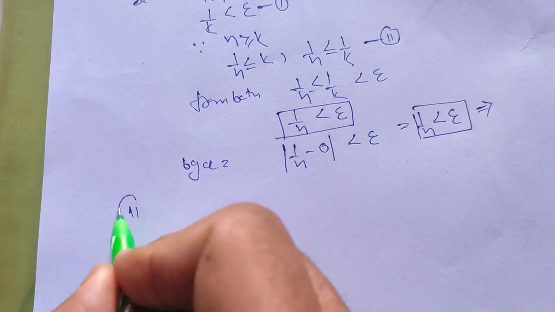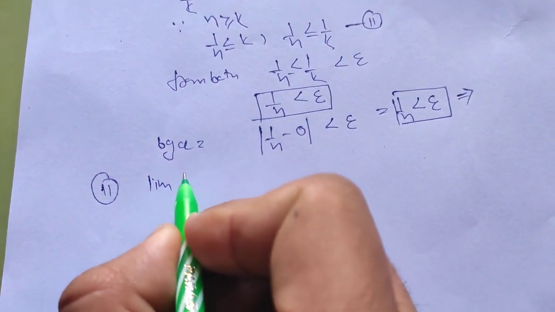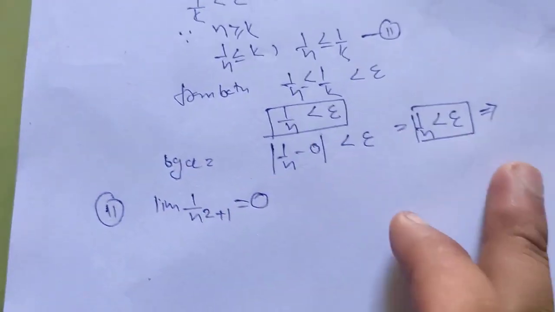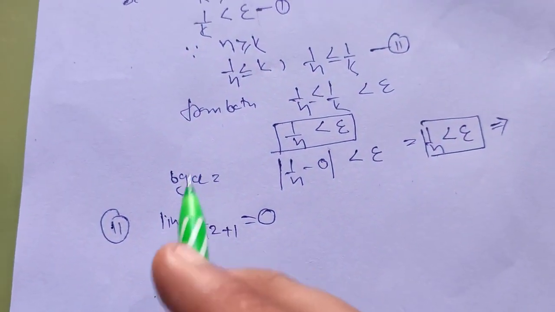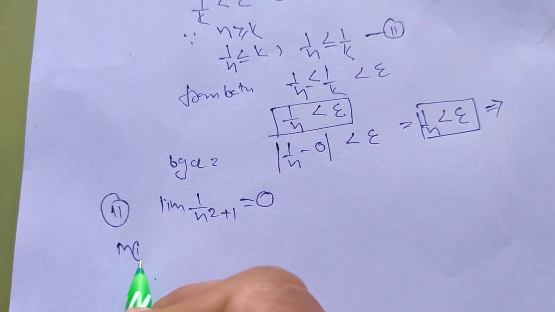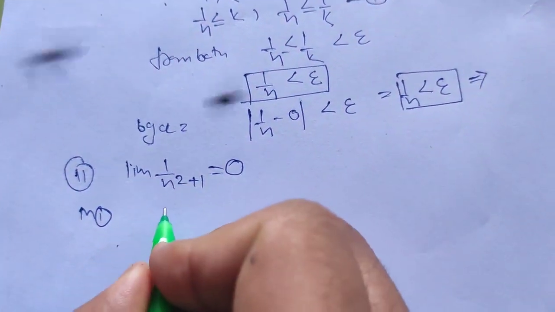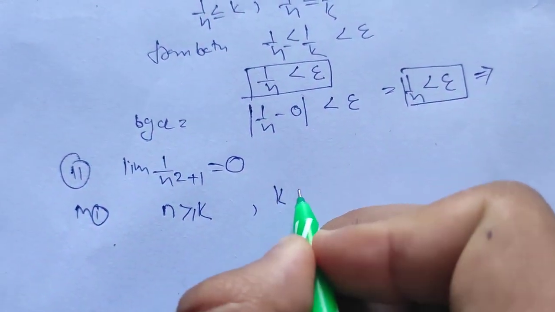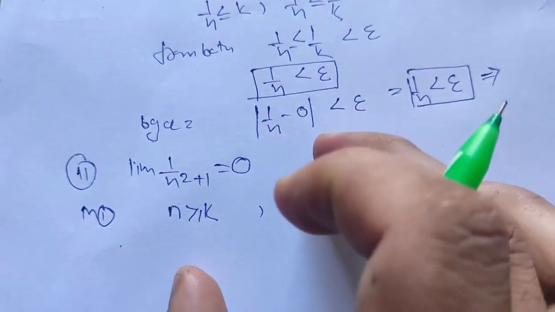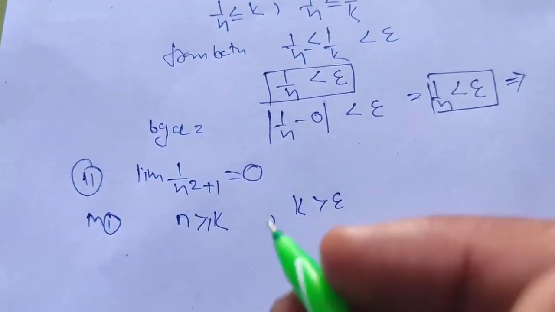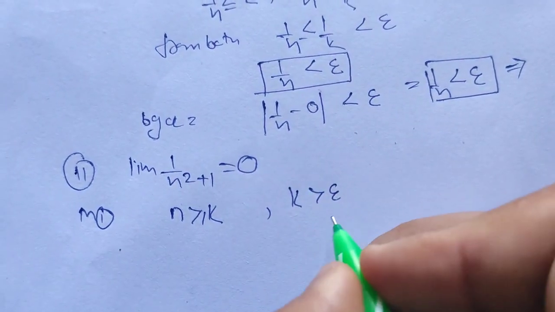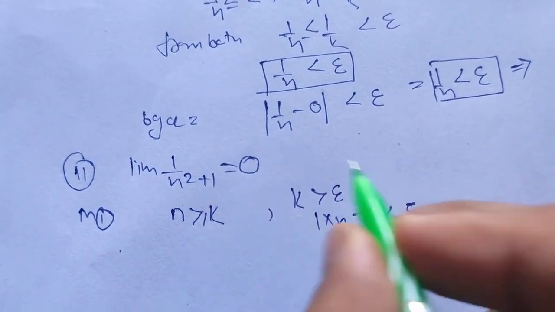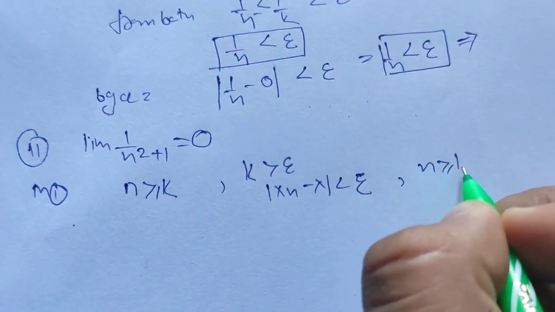The second question is quite interesting. We say that the limit of 1 upon n square plus 1 is equal to 0. Although the answer is obvious intuitively, we can solve it using the same logic. We can use method 1. We know n is greater than or equal to k, and k is greater than or equal to 1 upon epsilon, because k is a large number. After that term, all the xn minus x is less than epsilon, by the definition of n greater than or equal to k.